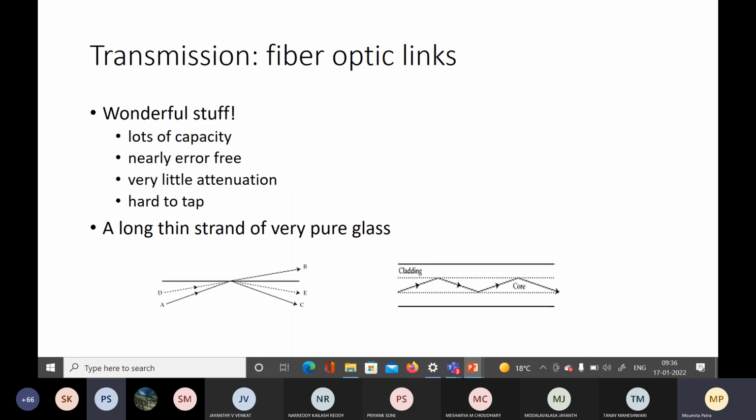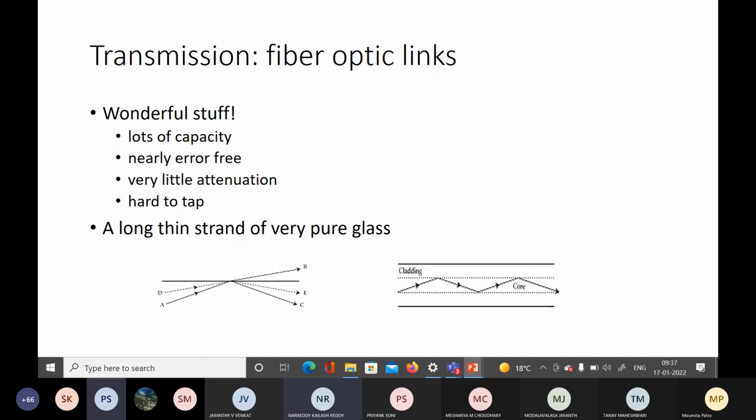One of the best links is of course fiber optic links. It gives a lot of capacity, is nearly error free, has very little attenuation, and is hard to tap. That is why we use fiber optic links. How does it look? We know that it is made of a very thin strand of very pure glass. On the screen there is a concept that is used in optical fiber. Can anybody tell what this concept is, so that we have very little attenuation?